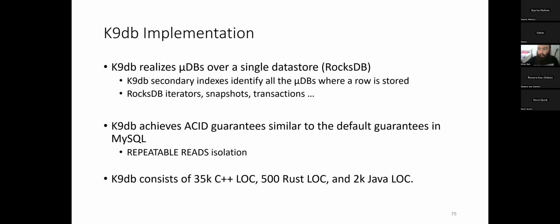guarantees. With regards to the ACID guarantees, like I said before, we get guarantees that are similar to the default guarantees in MySQL. This includes repeatable reads isolation. And this is the case even if you have operations that affect multiple micro databases or multiple tables or whatever. And our prototype implementation consists of about 35,000 lines of C++ code, and then a little bit of Rust and Java code in there as well.